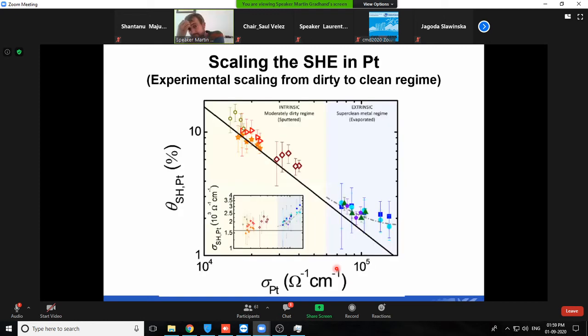To show you an example, this is done by the group of Felix Casanova. So this is data, the spin Hall angle of platinum as a function of the conductivity of platinum. And you nicely see how it initially follows this linear slope. And then this is in the dirty region where you have a high resistivity, low conductivity, but then it deviates away from it as you reach the extrinsic superclean limit. And as you can see, for a simple material like platinum, you can tune the spin Hall angle between 1 and 10%, depending on how clean you create your system.